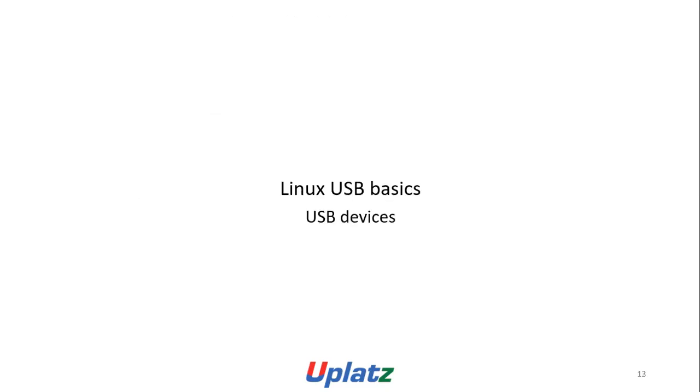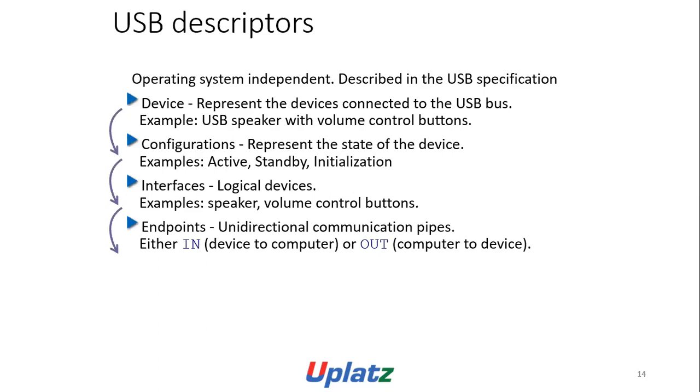Linux USB basics: USB devices are operating system independent, described in the USB specification. A device represents the device connected to the USB bus, for example a USB speaker with volume control buttons. A configuration represents the state of the device, for example active, standby, initialization. Interfaces are logical devices, such as the speakers and the volume control buttons. Endpoints are unidirectional communication pipes, either IN, from device to computer, or OUT, from computer to device.